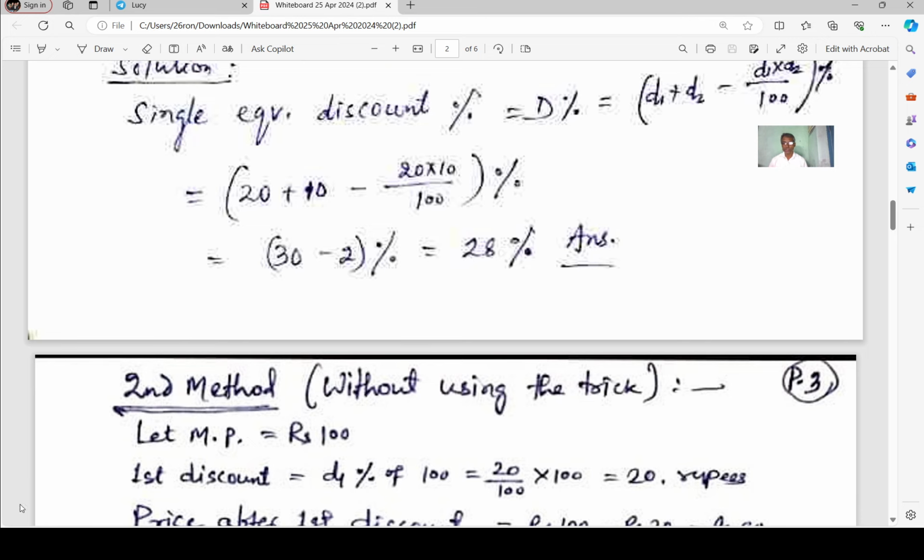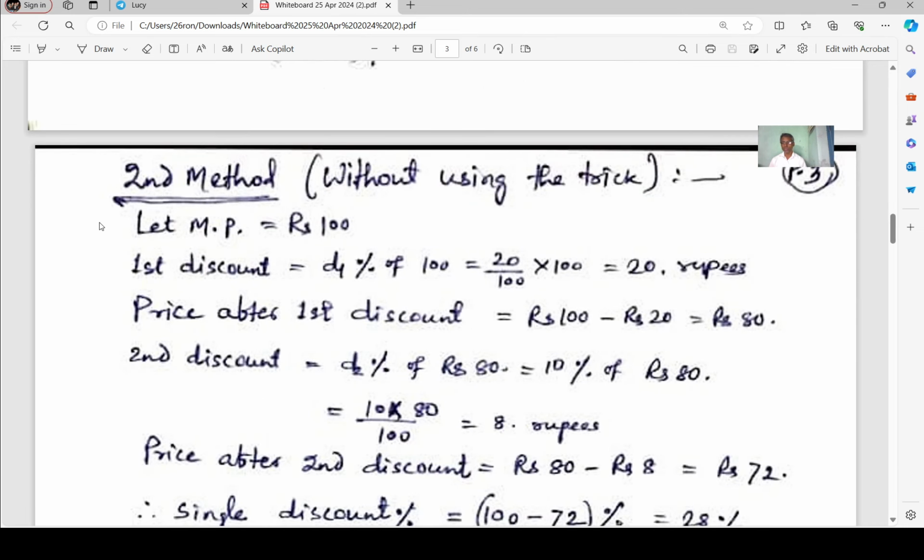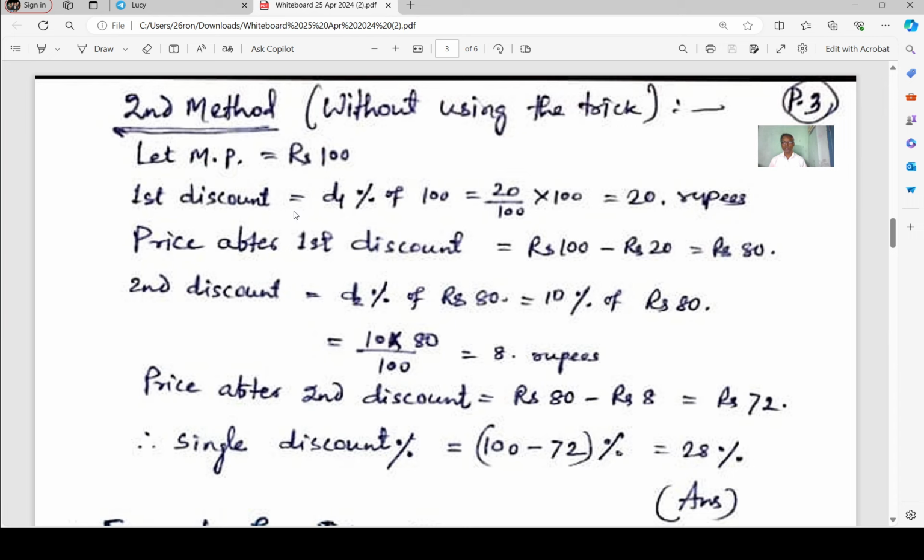But the second method, that is without using the trick. We have to suppose the market price as rupees 100, and the first discount is D1% of 100, equal to 20 rupees. Price after first discount is 100 minus 20 equals 80 rupees. So the second discount will be calculated on 80 rupees. Second discount equals D2% of 80 rupees, equal to 10% of 80 rupees.